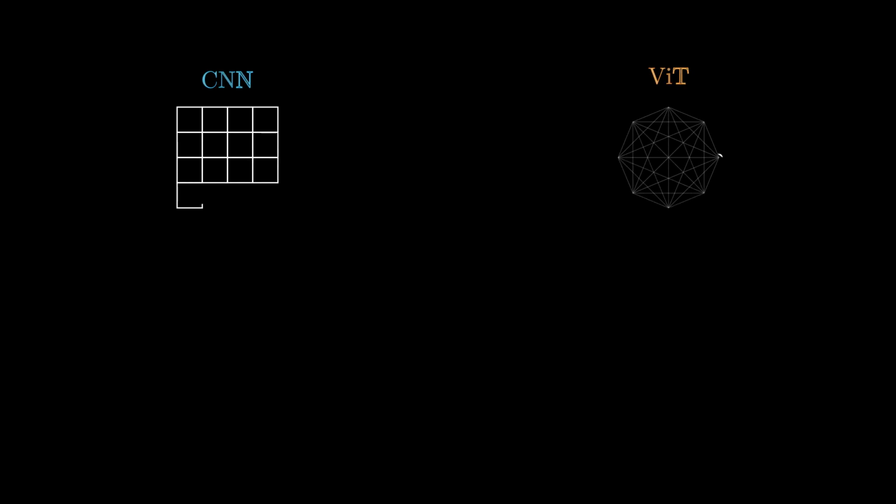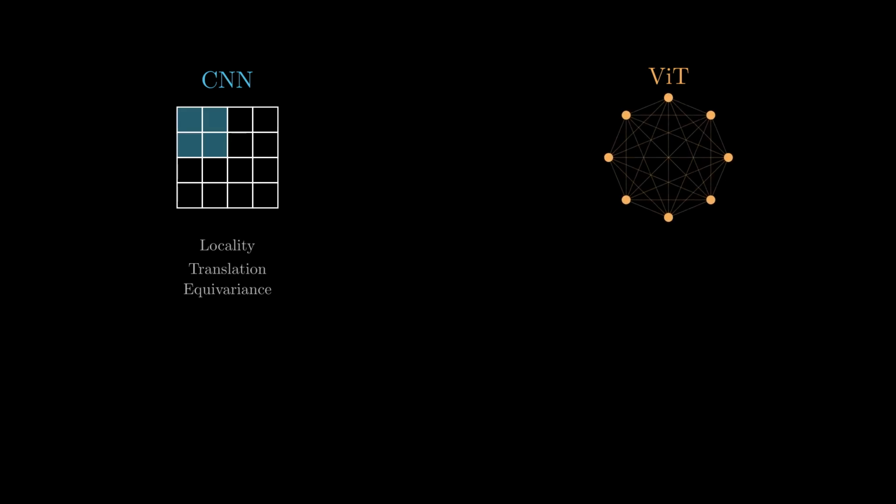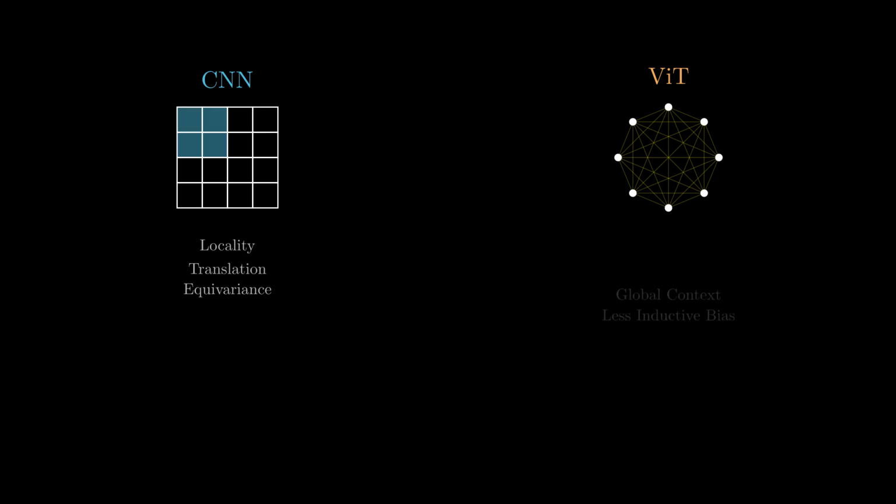To understand why ViT works, we must understand the trade-off between structure and scale. This is the battle of inductive bias. On the left, we have the convolutional network. It comes with strong, built-in assumptions. It assumes locality, that pixels are related to their neighbors, and translation equivariance. This is high inductive bias. It's like giving the model a rulebook before it starts learning. On the right, the Vision Transformer. It treats the image as a sequence of patches with global context. It has much less inductive bias. It doesn't assume structure. It has to learn it from scratch.